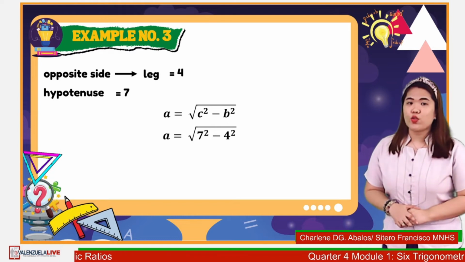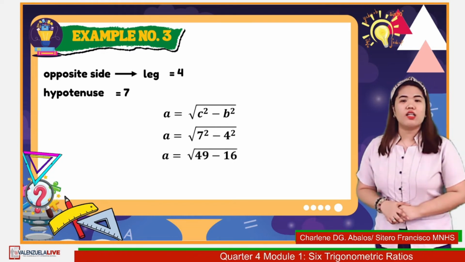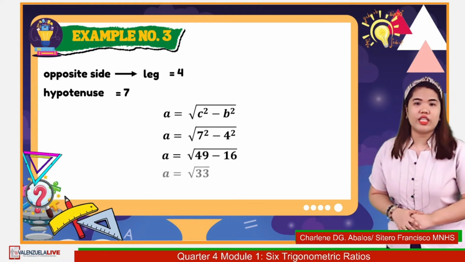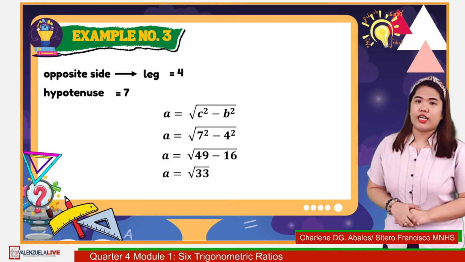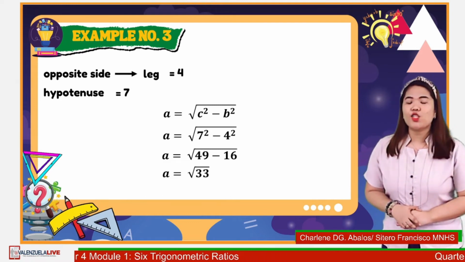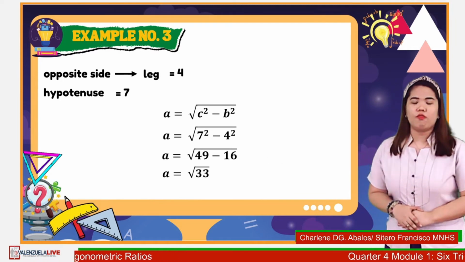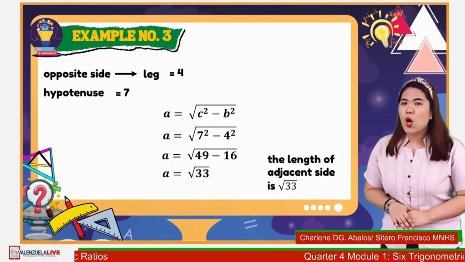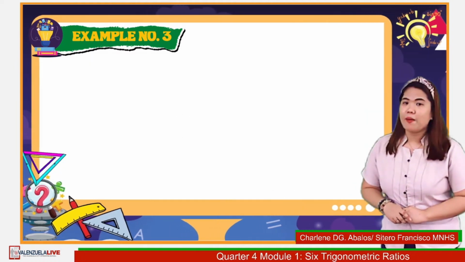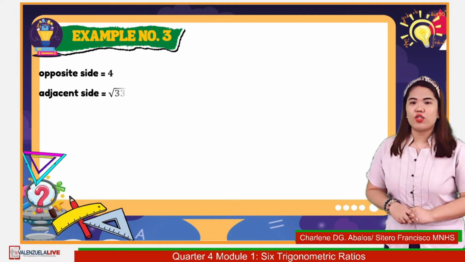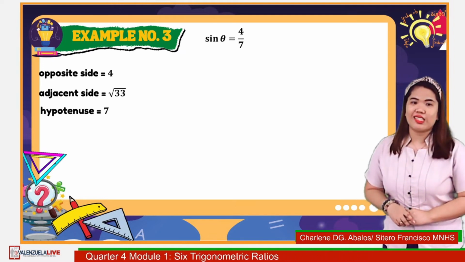Then A is equal to the square root of 49 minus 16. 49 minus 16 is equal to 33. That is why we have square root of 33. We can simplify this further, so the length of the adjacent side is square root of 33. Now, let's recall. Opposite side measures 4, adjacent side measures square root of 33, and hypotenuse measures 7.